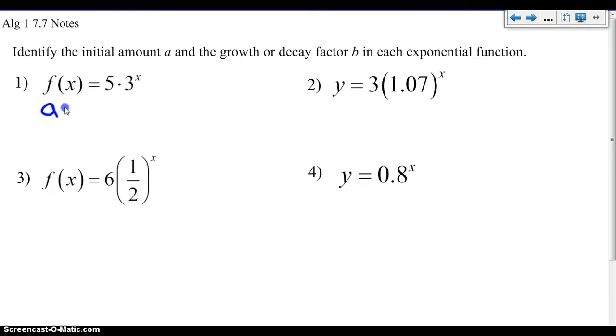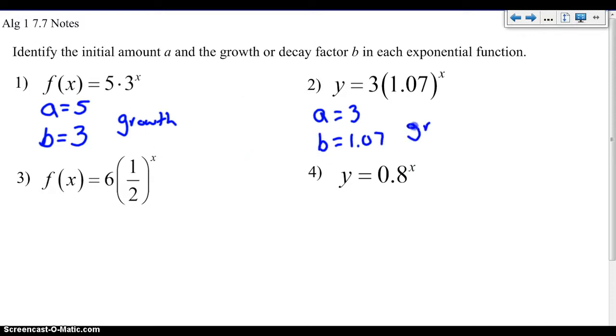The initial amount on number 1 is 5. That's always the first term here, 5. And the B term, the decay or growth factor, is 3. Now, the question I probably should ask here is, is this growth or decay? And this is, of course, growth, because the B value is more than 1. Let's take a look at the next one here. Our A value is right there, it's 3. Our B value, even though it's smaller than it was on number 1, it's still more than 1, so what we have here is growth.